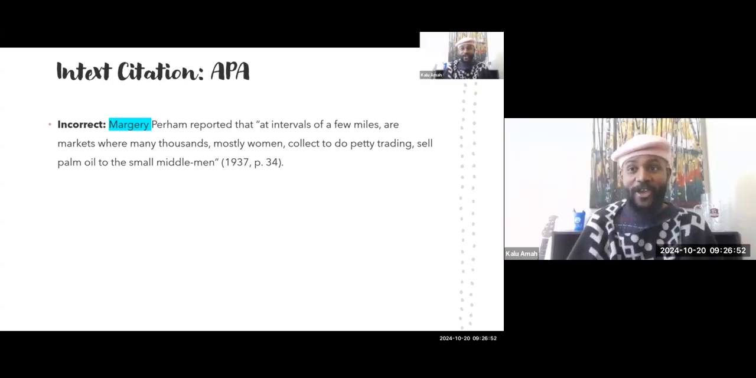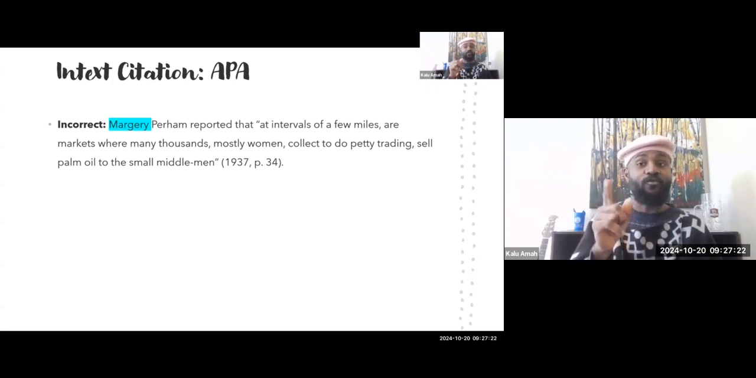Yeah. It's another way to introduce an author in in-text citation. This is one way. There are many ways, but in any way you approach it, the rule I'm trying to report, according to APA 7th edition, is that you don't include the first name. So whether you write Perham, 1937, but always know that Perham 1937 will be in brackets.